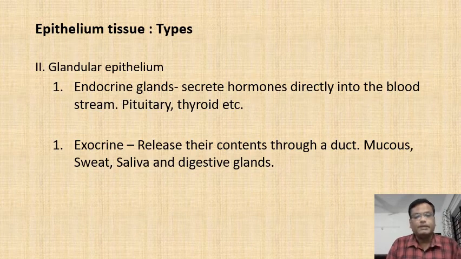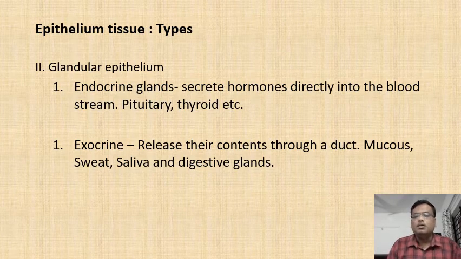So here in the glandular epithelium, the cells are mainly secretory in function. Either they secrete a hormone, as in the case of endocrine glands, or some other substances, as in the case of exocrine glands. Now, what are exocrine glands? Exocrine glands are the glands which have their own duct. They release their contents into a duct, and that duct will take the secretion to the respective target place.